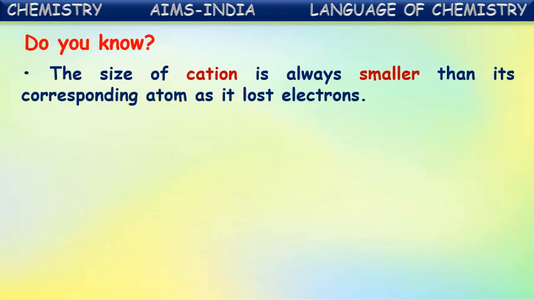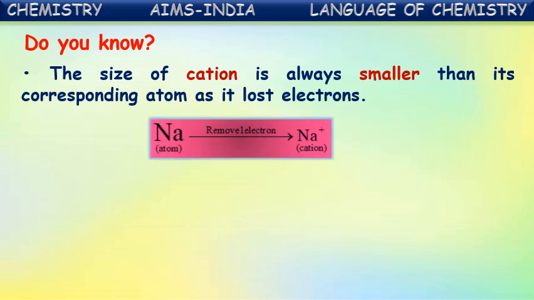Let us see here. Do you know this? The size of a cation is always smaller than its corresponding atom as it lost electrons. Yes, see here. Na has lost 1 electron, isn't it? Sodium has lost 1 electron, or removal of 1 electron, so it gets Na plus. Then what about the size?